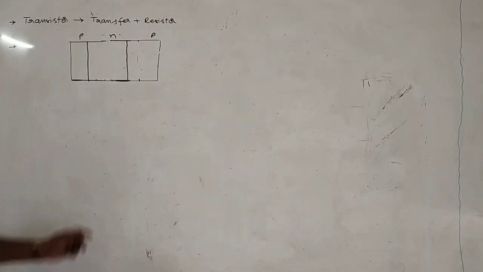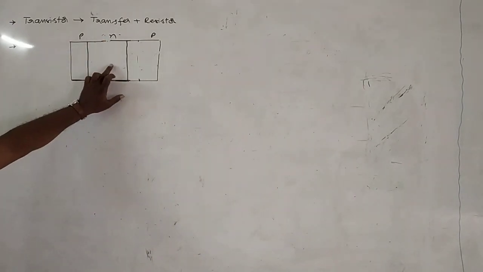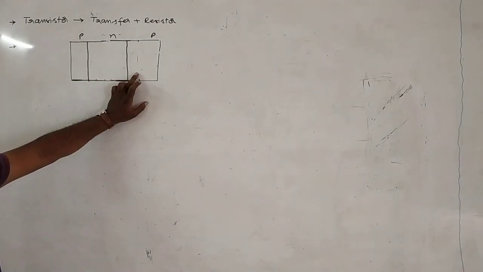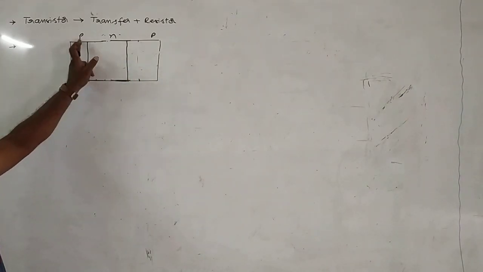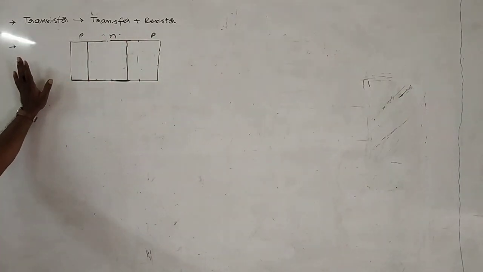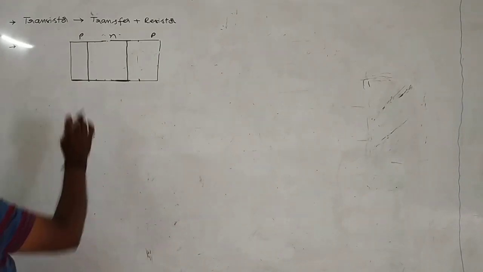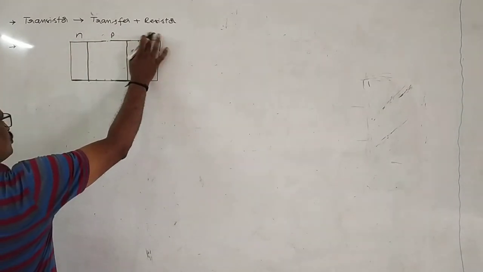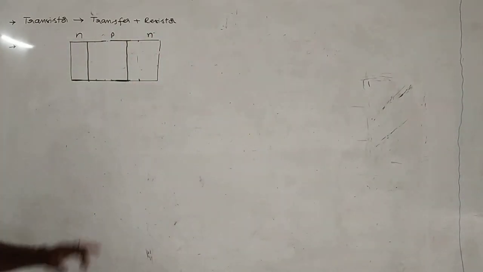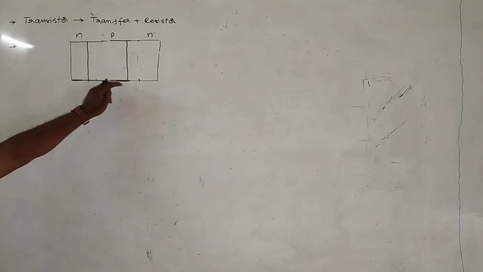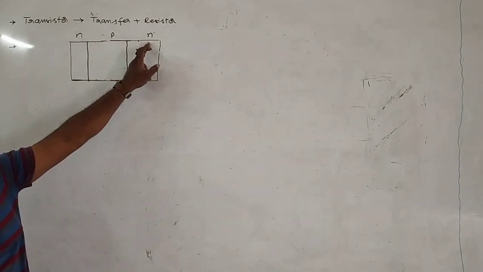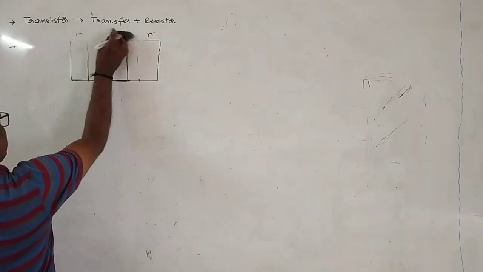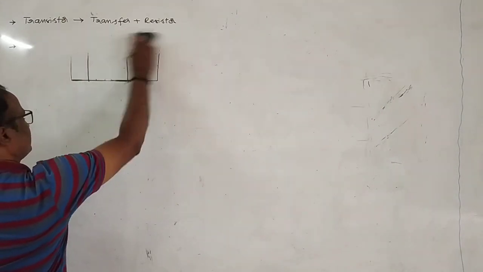Right? So here an N-type material is sandwiched between two opposite P-type materials, then this is known as a PNP transistor. Likewise, suppose a P-type material is sandwiched between two opposite N-type materials, then it forms another transistor named the NPN transistor. Right? So what are the types of transistors? PNP and NPN transistors. Right?